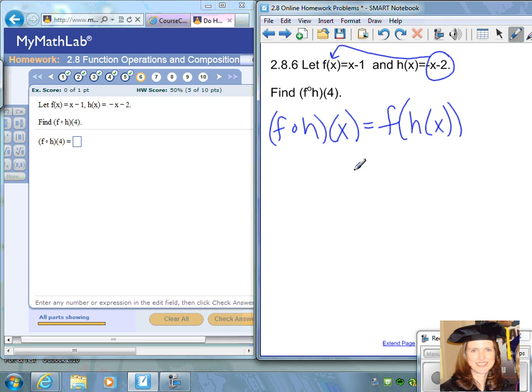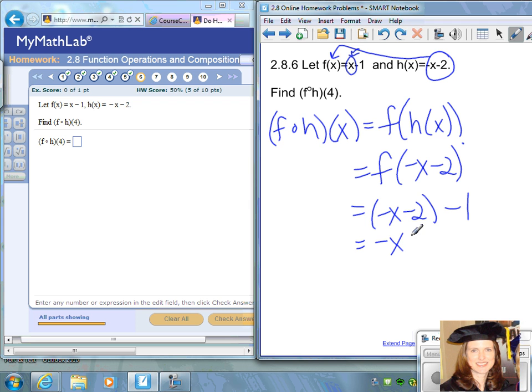So f of h of x, the h function is negative x minus 2. Plug that into the f of x function. Wherever you see the x here, you're going to replace it with negative x minus 2. So it's going to be negative x minus 2 and then minus 1. When you simplify this, negative x minus 2 minus 1 is negative x minus 3. That's our general f of h of x.